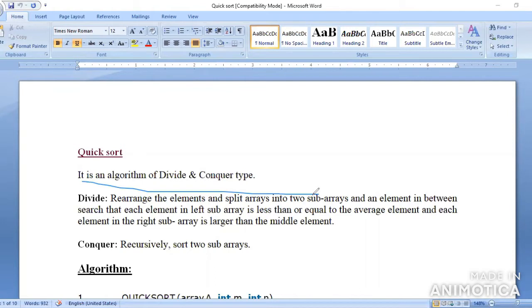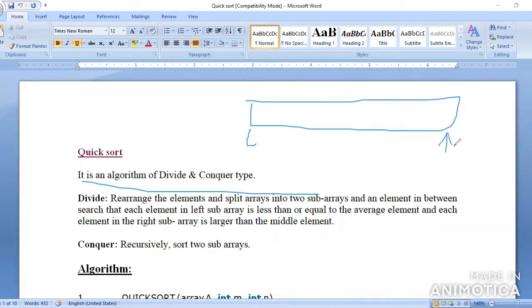Rearrange the elements and split the array into two subarrays. In the array format, you have two things. The first element is the low side value, and the last element is indicated as high. Here the problem is divided into two subproblems. Now you have to choose one element. That element is nothing but the pivot element.